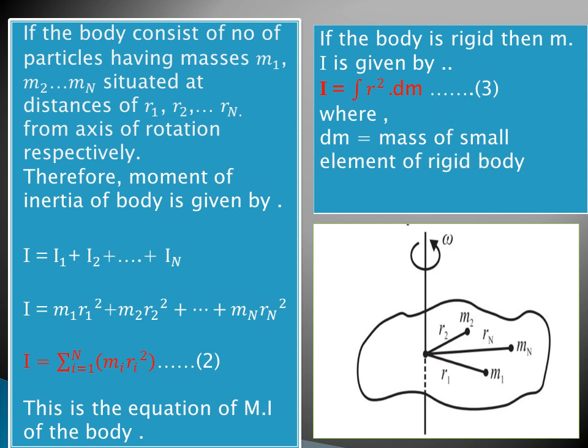So these are two equations. Equation 2 is used for an ordinary body. This is the ordinary equation of moment of inertia, and equation 3 is used for a rigid body only.